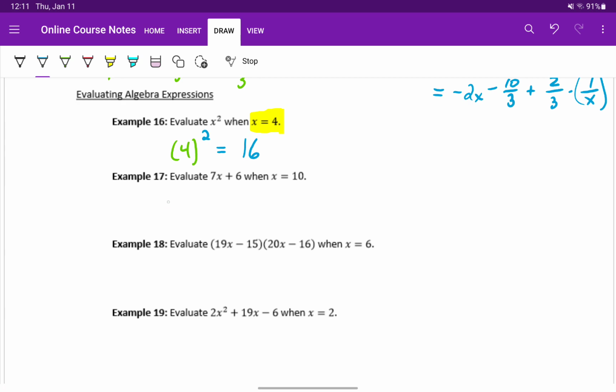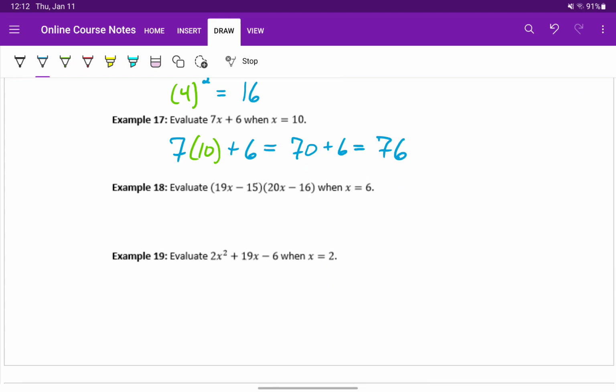In example 17, we want to do the same thing. This will be 7 times 10, since we'll plug in x equals 10 everywhere we have an x occurring, plus 6. And then we'll use order of operations to simplify that. So 7 times 10 will give us 70, plus 6, or 76.